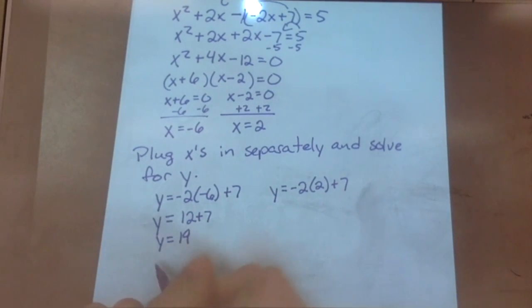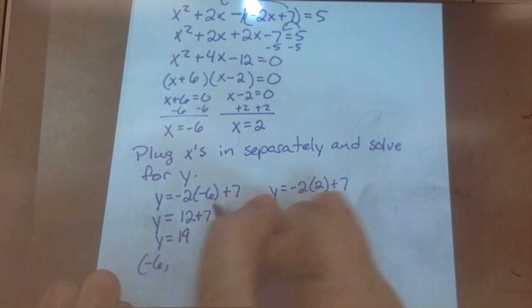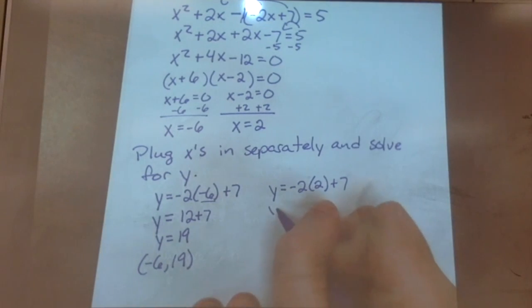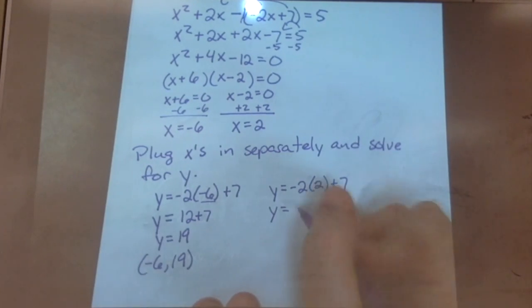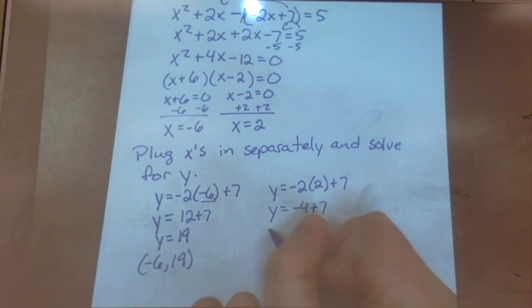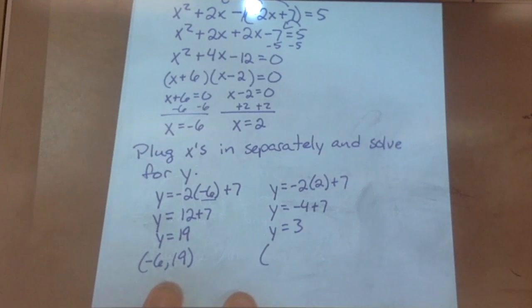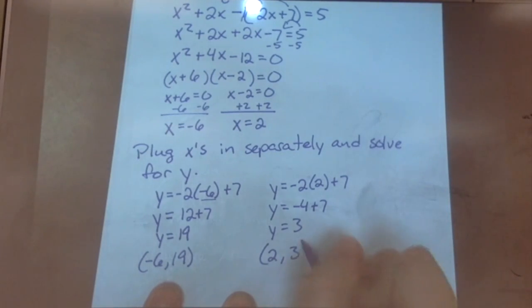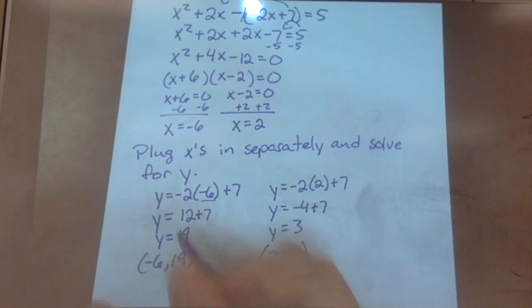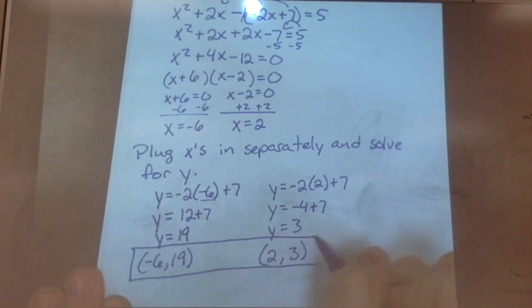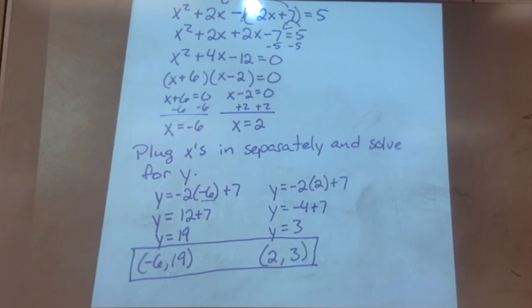So the ordered pair negative 6, that was our x value, and then 19 as our y value, is a solution. And then over here, negative 2 times 2 is negative 4. Negative 4 plus 7 is 3. So the ordered pair 2, 3 is one of our solutions. So negative 6, 19 and 2, 3 are the two points of intersection for that parabola and that line, if you were to graph it.